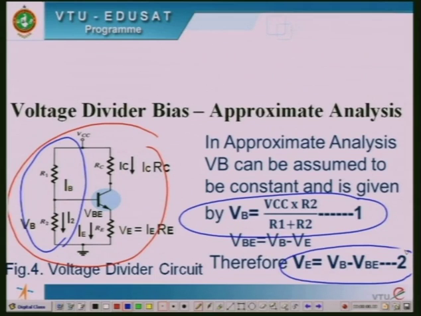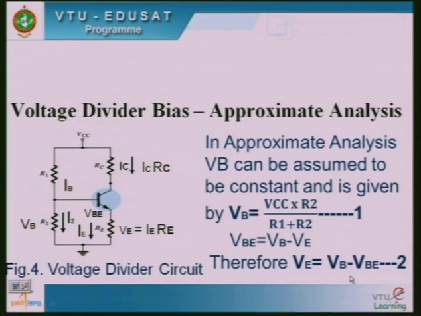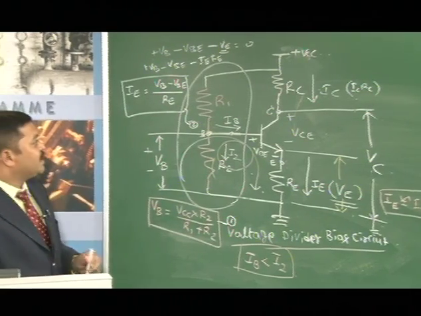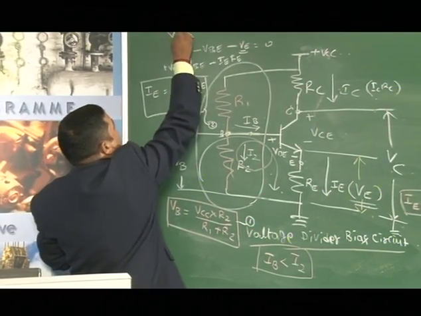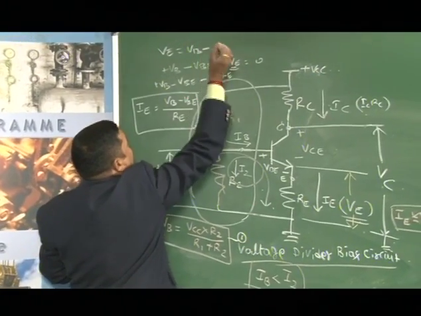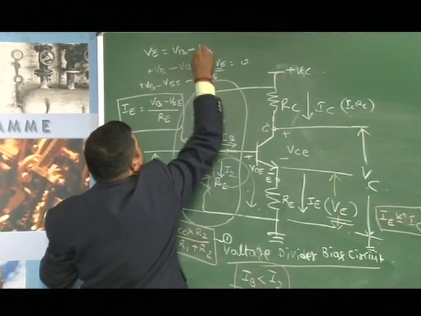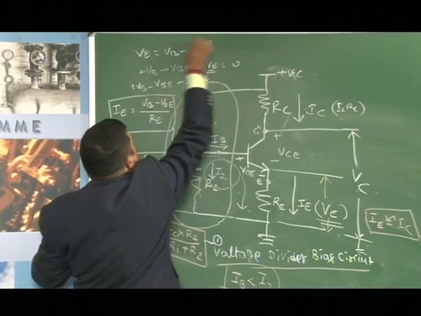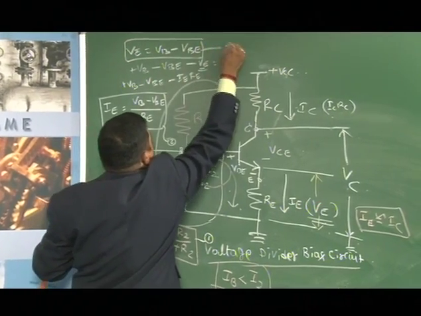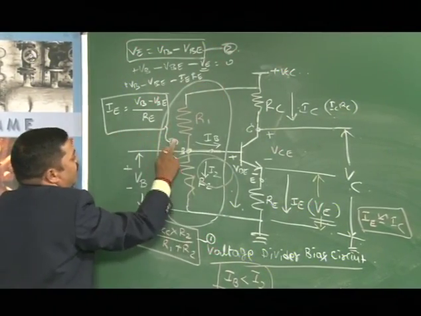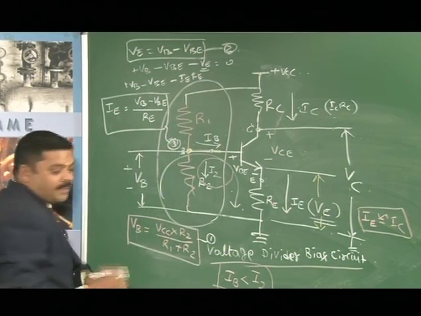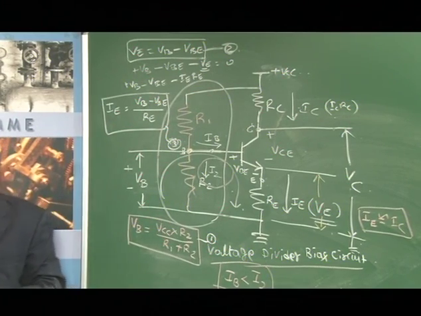Now, VE is given by VB minus VBE here. One equation, I have not written that. VE is equal to VB minus VBE. This is one equation. Let me call this as equation 2, and IE let me call it as equation 3. So, that is what is shown in the next slide.